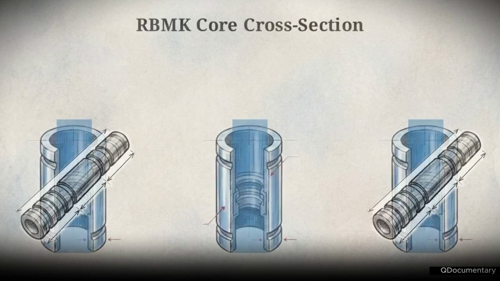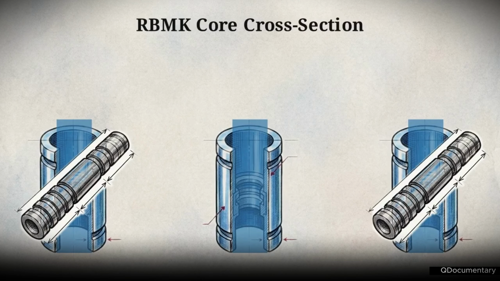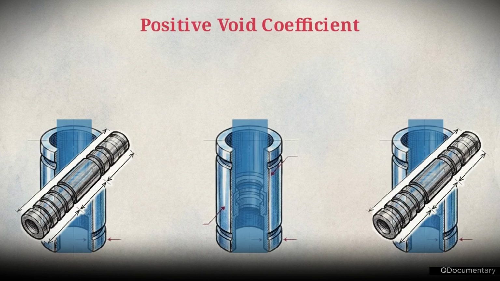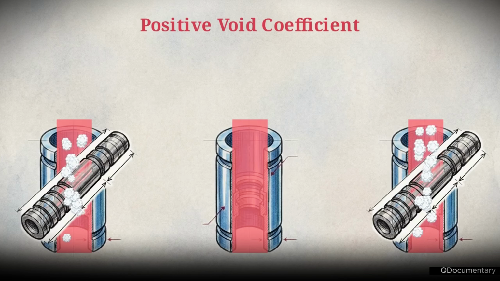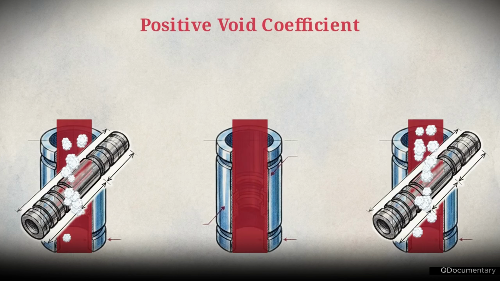This cross-section shows the core's cooling system. In this design, the reactor had a positive void coefficient. When the cooling water begins to boil, it creates steam voids. Unlike most reactors, these voids actually increase the rate of the nuclear reaction. This creates a feedback loop. More steam leads to more reactivity, which generates more heat, boiling the remaining water even faster.